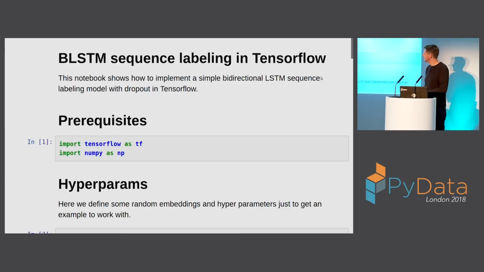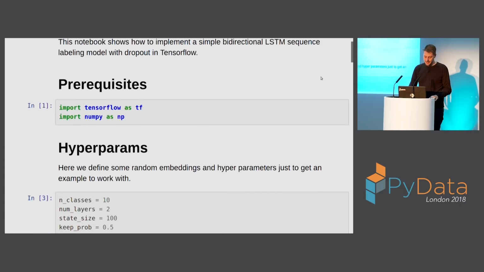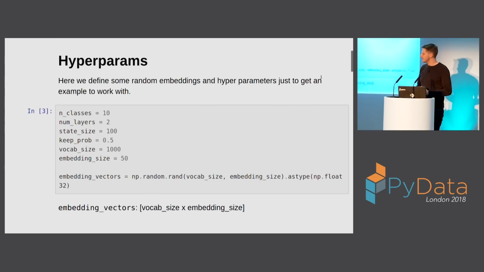So, is this readable in the back? Yeah, good. What do you need for this? TensorFlow, NumPy, quite simple. How do you start? You start with some hyperparameters. This is some random example. I just put in some numbers so that we can get this code to work.